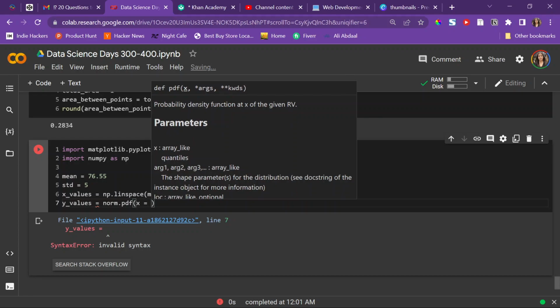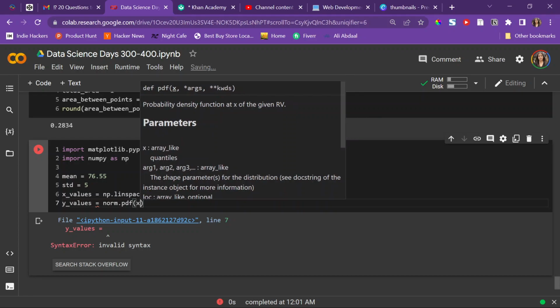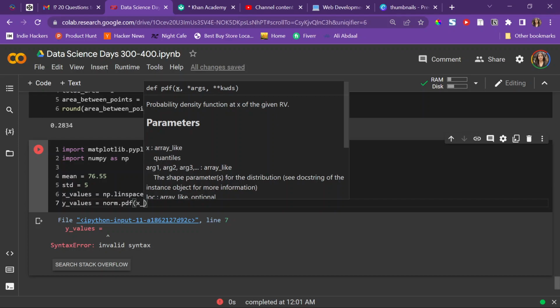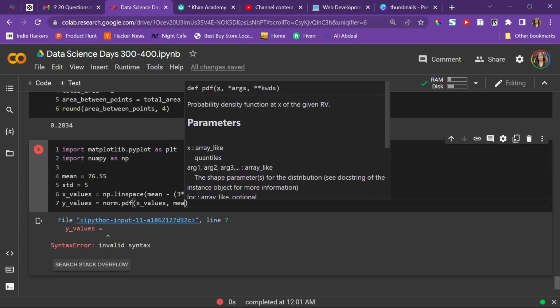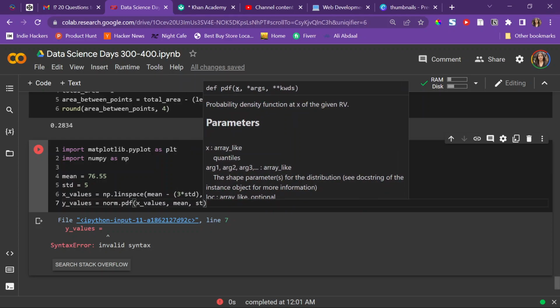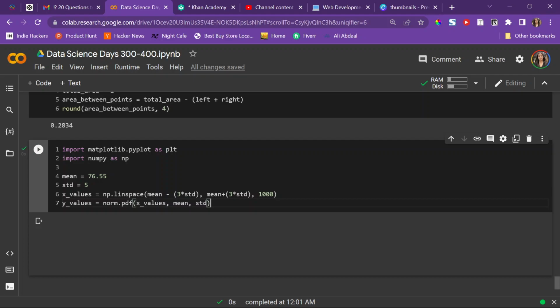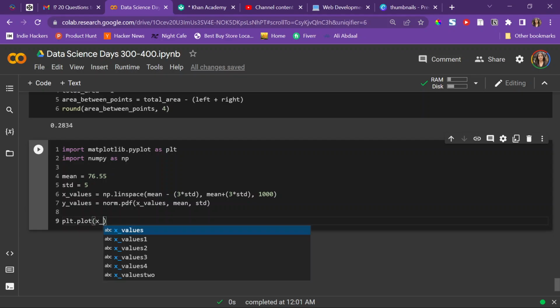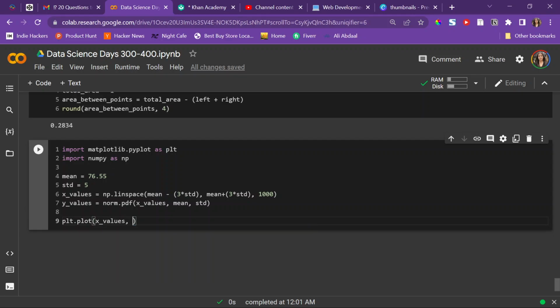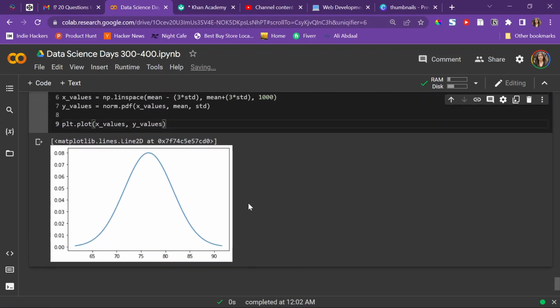And so in this case, I want the values that it calculates to be all of my x values with the given mean and standard deviation. Now if I run that, nothing happens because I haven't plotted anything. So I'll just do plt.plot, and I'll plot my x values and my y values. And now I'll be able to see a normally distributed graph like that.